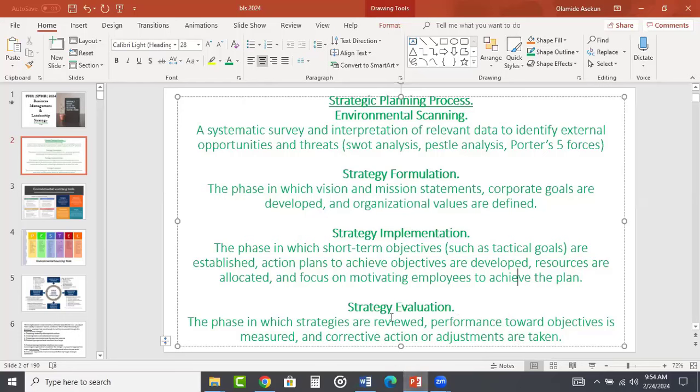So that's what I'll say about this. Strategy evaluation is not just a one-time thing done at the end of implementation. It should be a consistent loop that is going on, the strategies are being reviewed, the operations are being measured, adjustments are being made as changes happen.